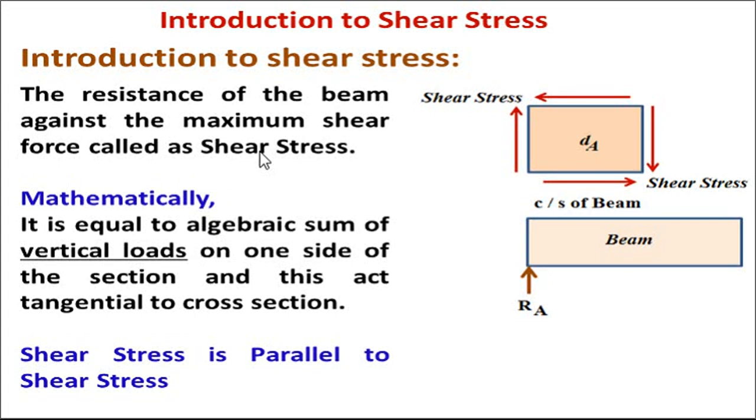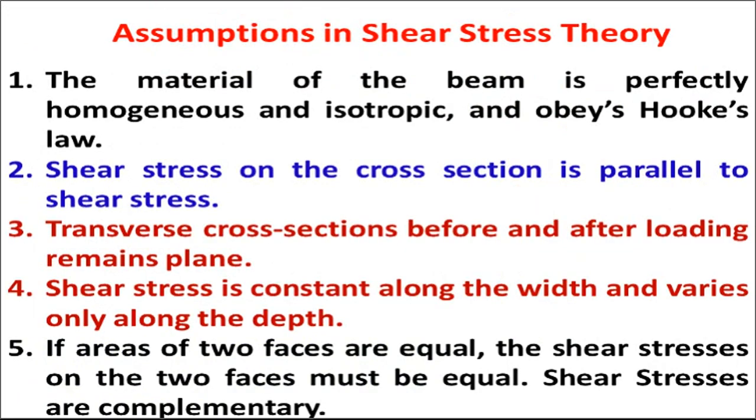So in the reinforcement, the long steel bars are taking tension and the rings are taking shear force, because shear force always acts tangential to the surface in the vertical direction. It is equal to the algebraic sum of vertical load on any one side of the section, and this normally acts tangential to the cross sections. So shear stress is parallel to the shear force.